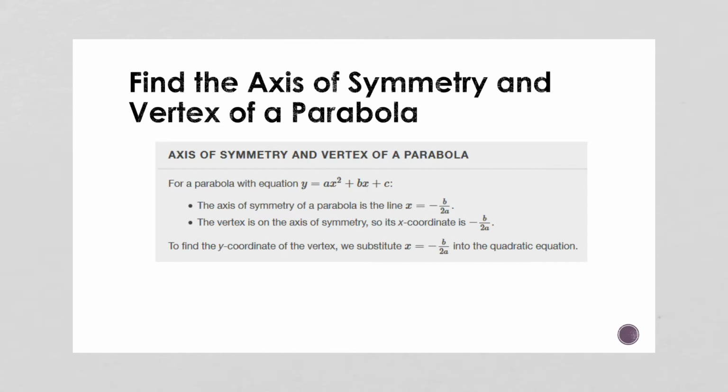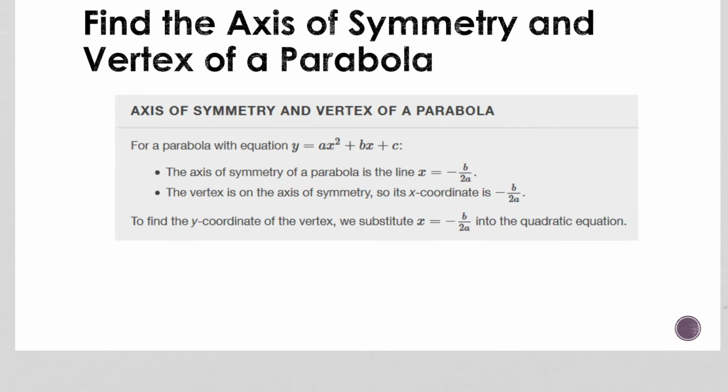So, first of all, write this down. You know that I've always told you whenever you needed to have something in your notes, and this is something you need to have in your notes. Your axis of symmetry for a parabola is the line x equals negative b over 2a. Just write it down, and I'll show you what it means in just a second.